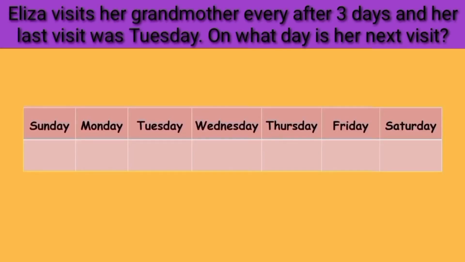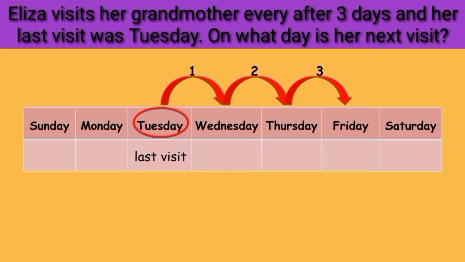Let's start with the last day Elisa visits her grandmother. When was that? Correct! Tuesday was her last visit. Now, using the calendar, let us mark Tuesday. Then, do the skip counting for us to know the day of her next visit. So, from Tuesday, let us jump 3 times. 1, 2, 3. And so, Friday is Elisa's next visit.